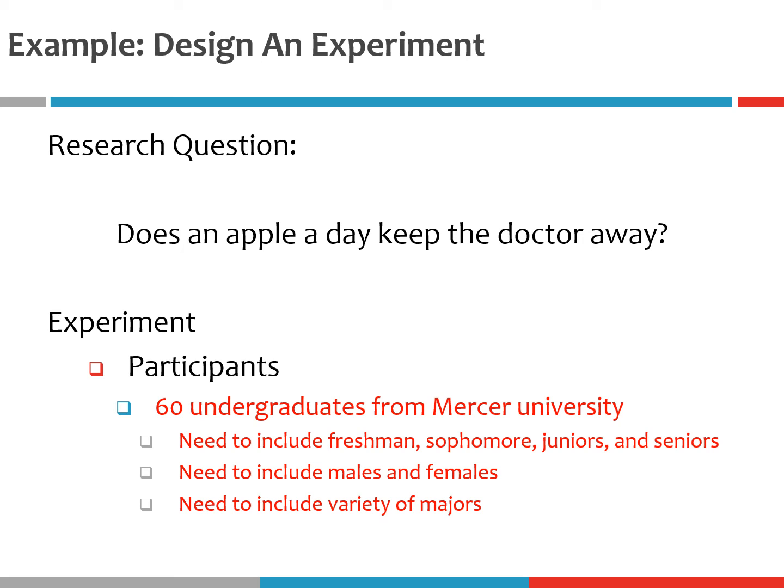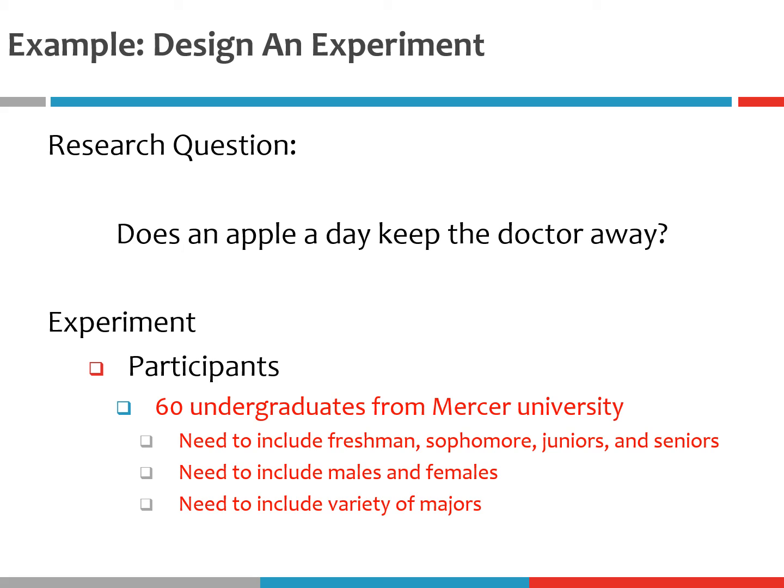So generally, for each level of the independent variable, you want at least 30 participants. So we have two groups. We have apple and no apple, or experimental and control. So in total, we would need 60 undergraduate participants.